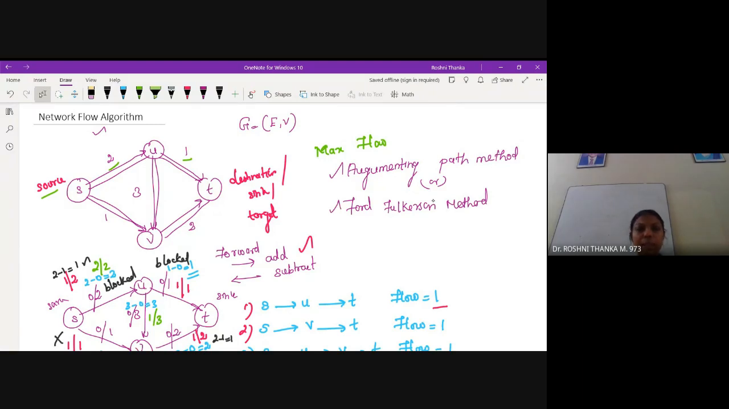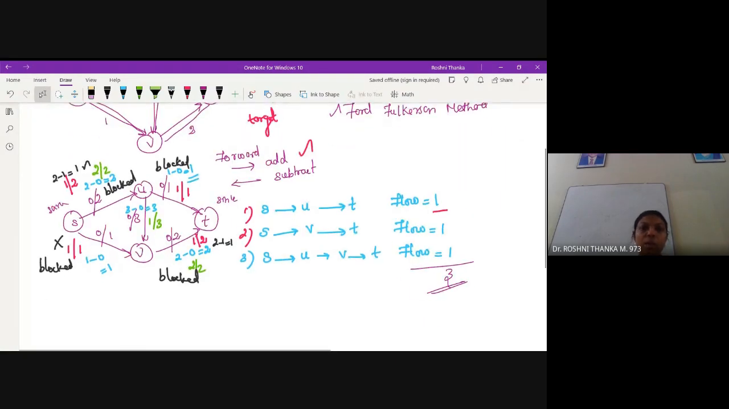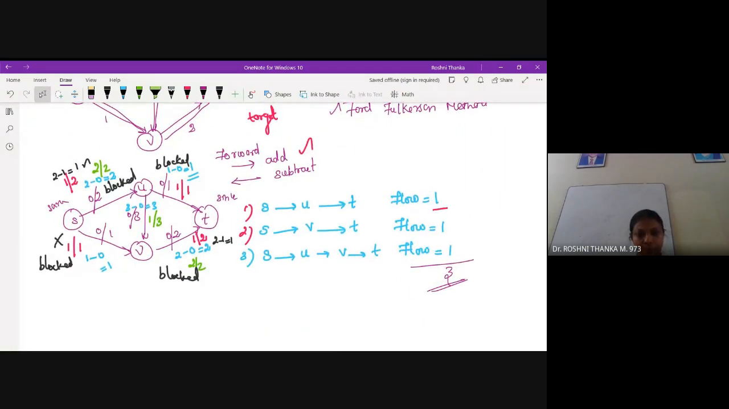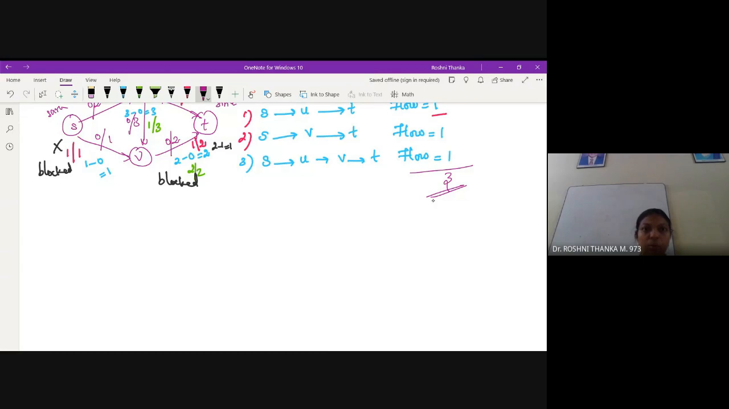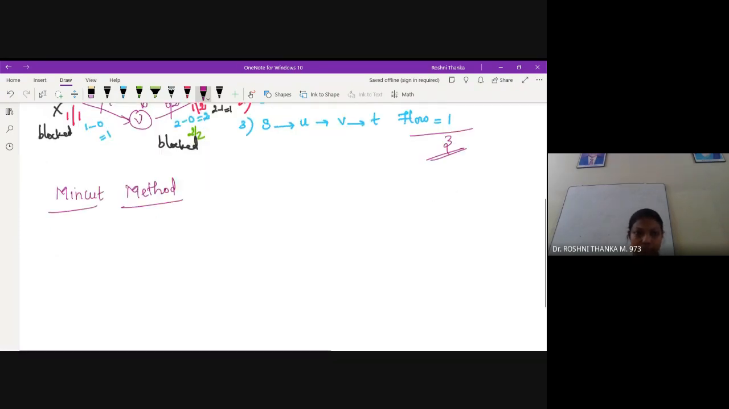Using this method, you can find how much volume of data you can send at a time. So this is one way. You can solve the same problem through another method also. That method is called min cut. Using the min cut method also, you can find how much volume of data you are able to send at a time. For that, let us draw this diagram one more time.